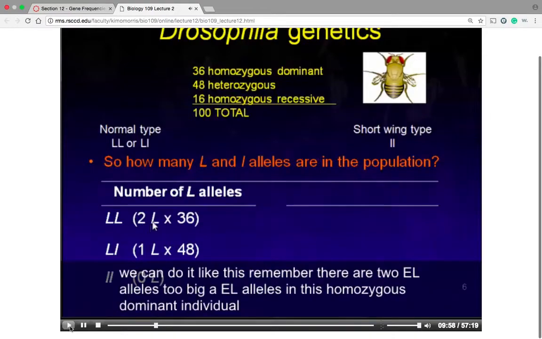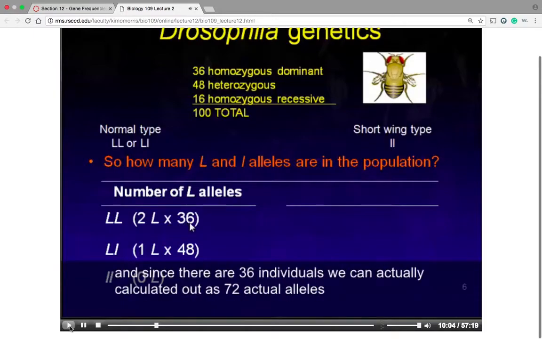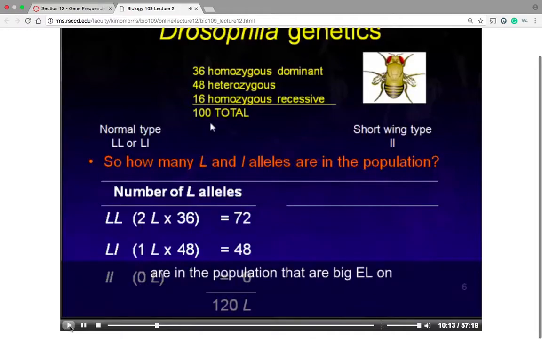Remember, there are two big L alleles in this homozygous dominant individual. And since there are 36 individuals, we can calculate it out as 72 actual alleles in the population that are big L, coming from these big L individuals.